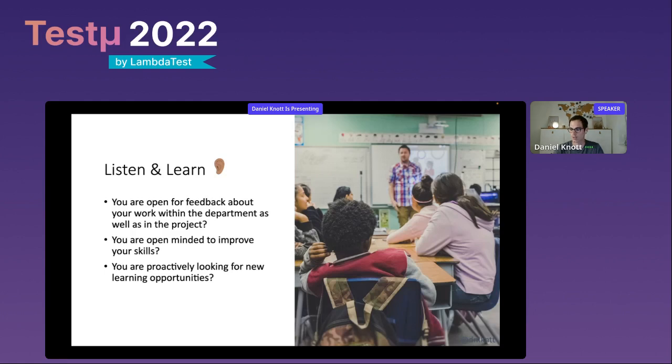So is the colleague that you have in your team or in your company willing to, for example, attend conferences like these? Is he or she willing to read books, share knowledge within the team, and so forth? This is also important because we as testers have to communicate with many different stakeholders, and so this proactivity is something really important for us to evolve and to learn.